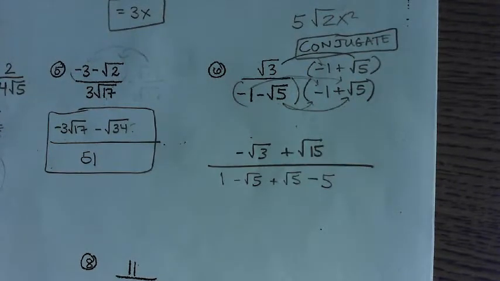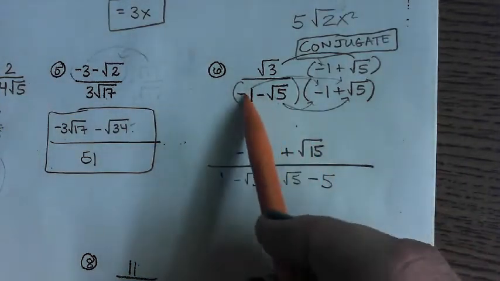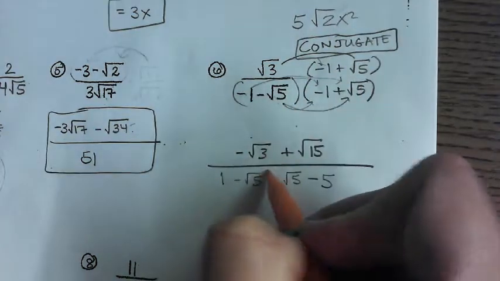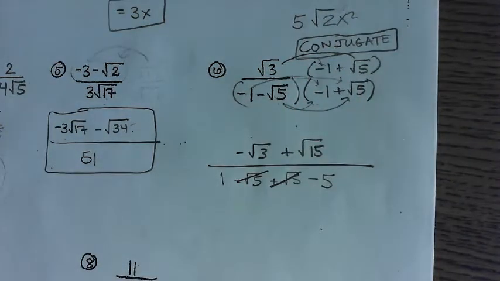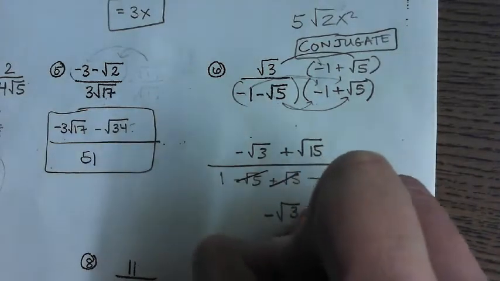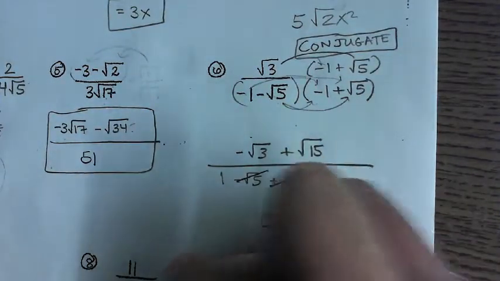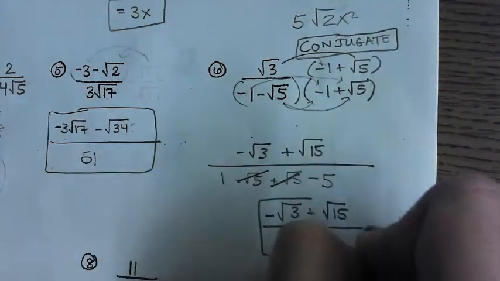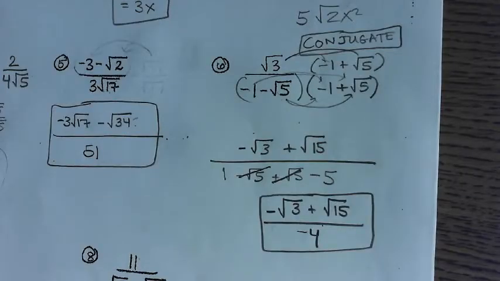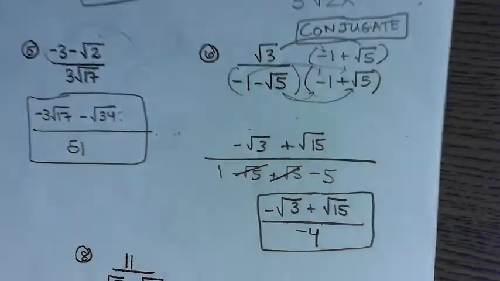They cancel. So therein lies the beauty of conjugates. When you multiply conjugates by each other, the outer and the inners will cancel. So to be truthful with you, I will almost never do the outer and the inner and actually write it down because they'll just always cancel if you've done the conjugates. And then so our denominator is just 1 minus 5, which is negative 4. Any questions?